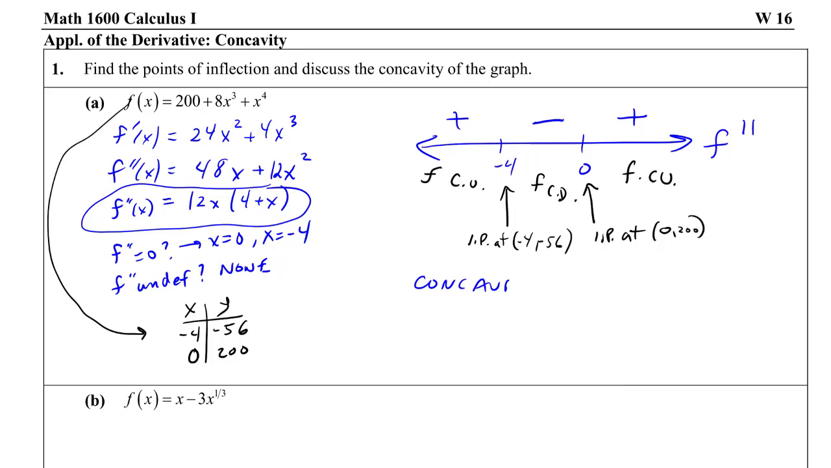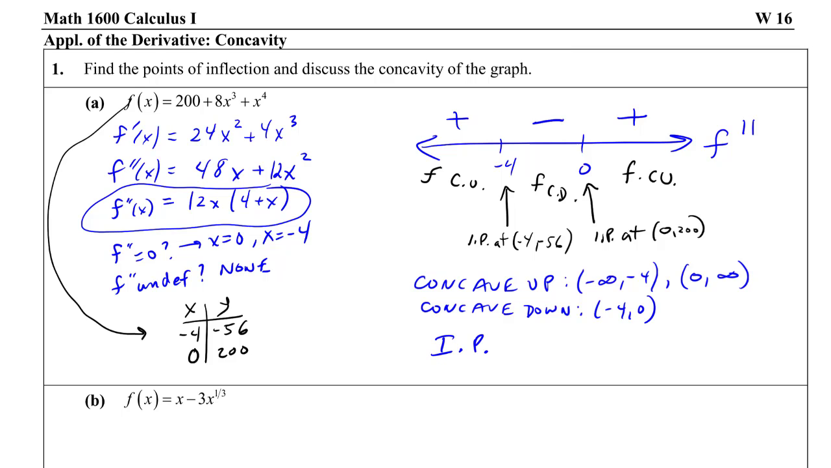Okay, and then I will summarize. Concave up on -infinity to -4 and 0, infinity. Concave down on -infinity to 0, and inflection points at -4, -56, and 0, 200.